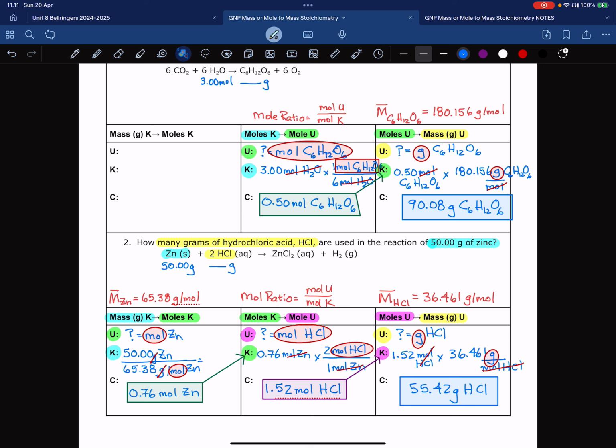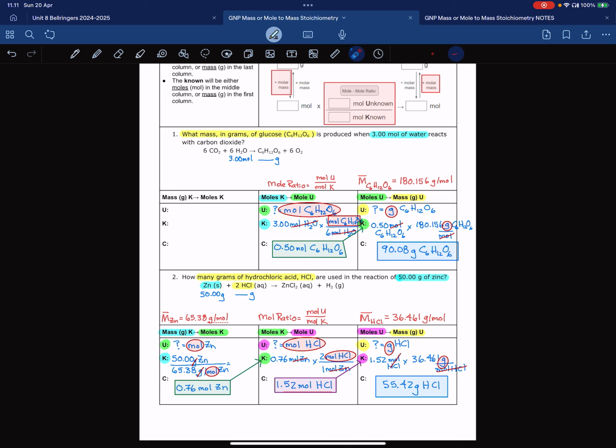All right, so when you go back and look at this, this is my original known, this is my original unknown. Then my moles of known becomes here, then my moles of the unknown goes to there. So just follow the colors and you'll see how it all fits together. So now it's time to do the practice and check in the answer checker. Check as you go. Don't wait until the end.